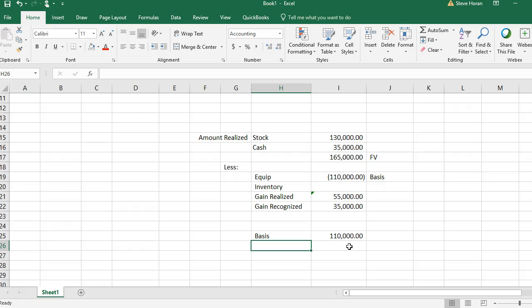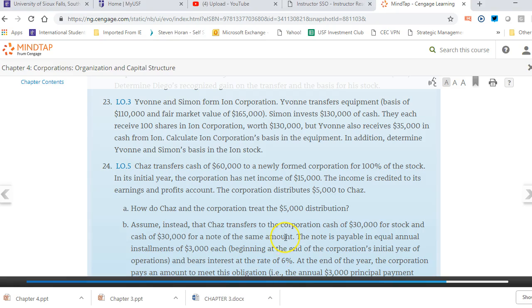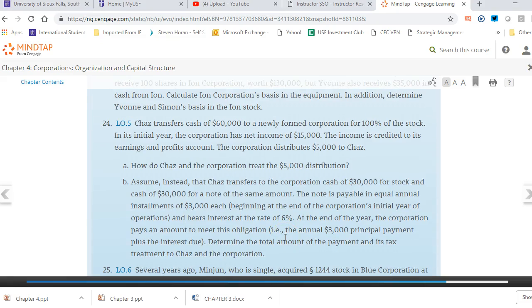Let's go take a look then at 24. For 24, let's go back to the question. Got ahead of myself for a second. Chaz is starting a new business. He's going to transfer cash of 60 to a newly formed corporation for 100% of the stock. In the initial year, it has net income of 15. Net income is credited to earnings and profits. The corporation distributes 5,000 to Chaz.